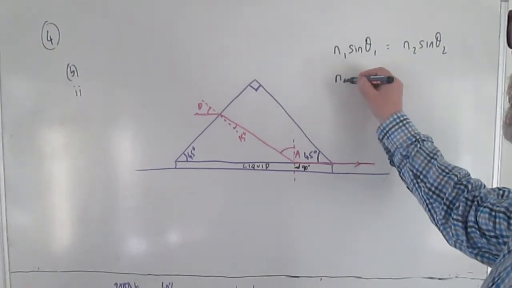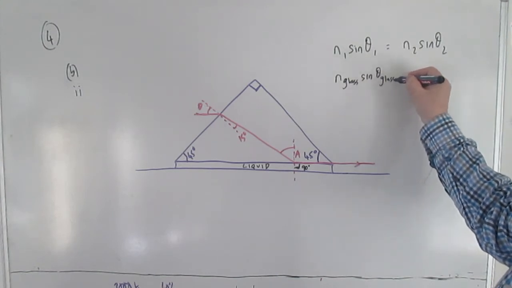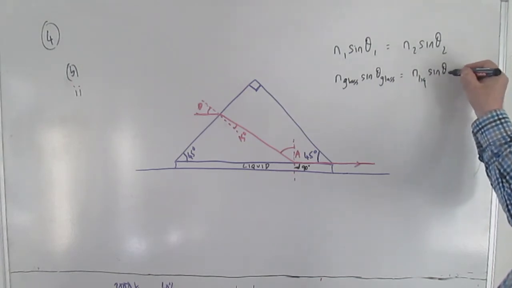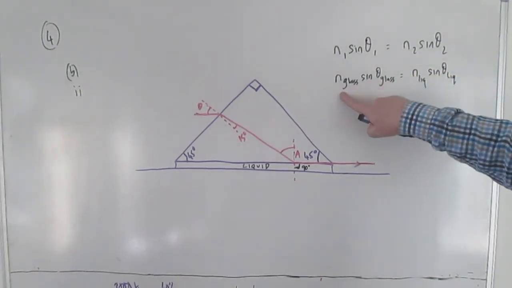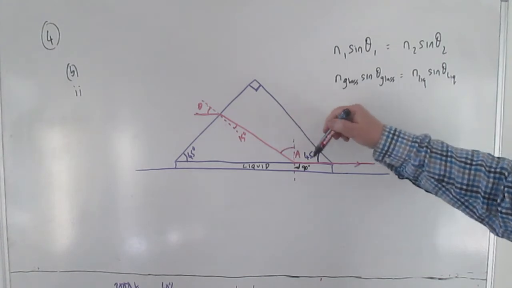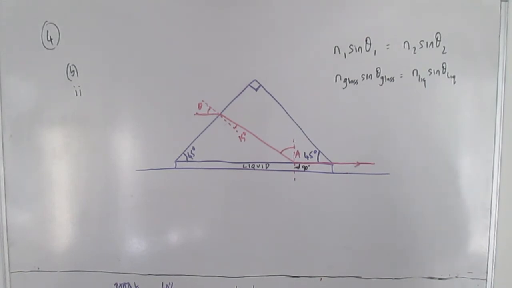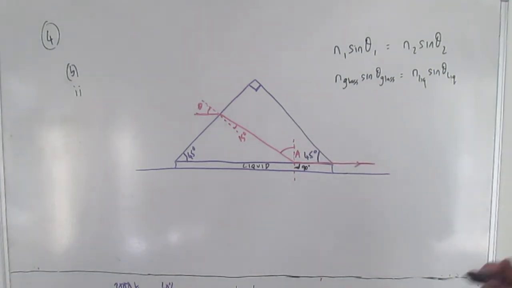So we've got n glass sine theta in the glass is equal to n liquid times sine theta in the liquid. We know what n in the glass is because it tells us in the question, but we've got to find what this angle is, because that's the angle of the incident ray coming in there, and that's the number we need. So we're going to have to use our ideas about triangles to get that. And then we know what the sine of the refracted angle is because that's 90 degrees, so that's easy.